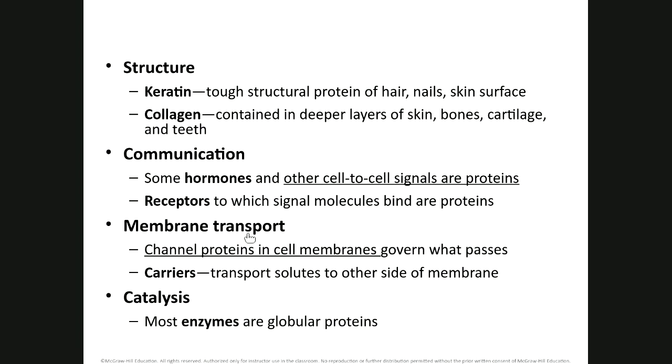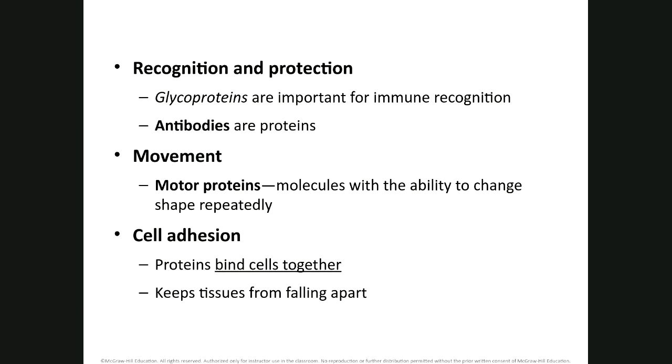Membrane transport, we will talk about this in chapter 3, so don't worry so much about understanding these right now. But in general, in your plasma membrane around your cell, you have these carriers or channels that are proteins, and they're going to help transport substances across the cell. Enzymes, like I mentioned, are globular proteins. Again, just going through some of the important functions of proteins.